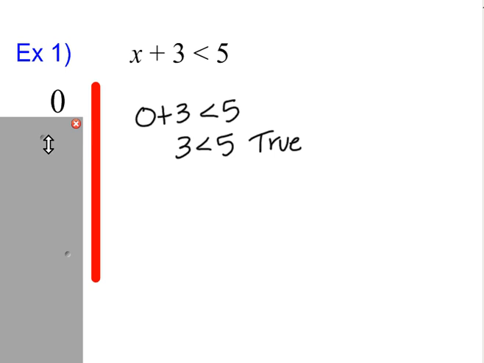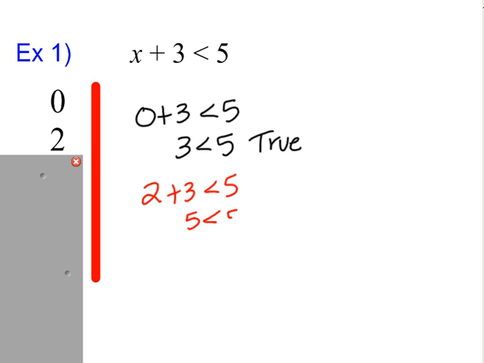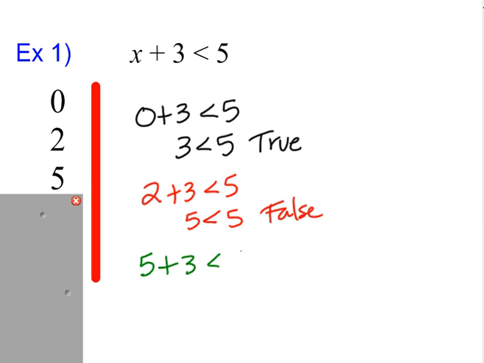And we're going to do it again for the next number. The next number is the number 2. So let's put the number 2 in this time. 2 plus 3 is less than 5. Is 5 less than 5? Now 5 is equal to 5, but 5 is not less than 5, so this would be false. In order for this one to be true, you need that little equal sign underneath there, and it's not there, so this one would be false. Let's put the number 5 in this time. 5 plus 3 is less than 5, and 5 plus 3 is 8, and we know 8 is not less than 5, so that's false.